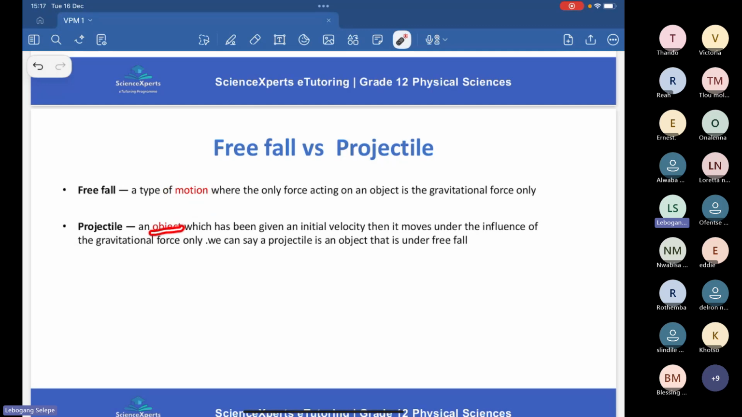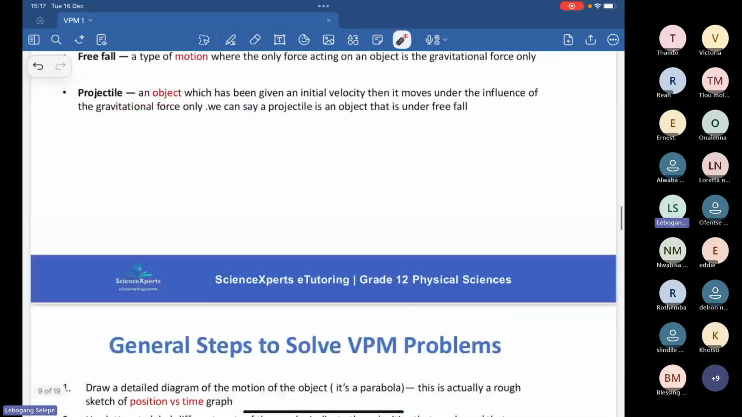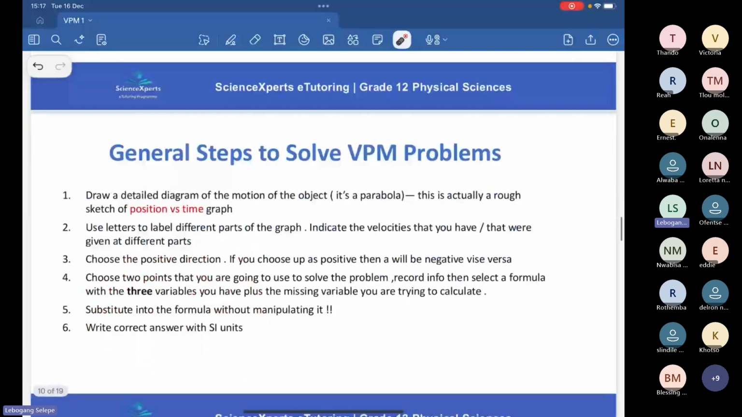Projectile is the object that undergoes free fall, right? So let's pass there. Please make sure that you do know the definitions and take them exactly from the examination guideline. All right. So these are the steps by me, right? I try to make your life easy, right? By just giving you general steps of how to solve vertical projectile motion problems, right?